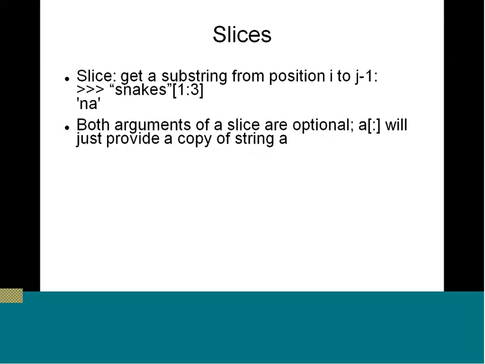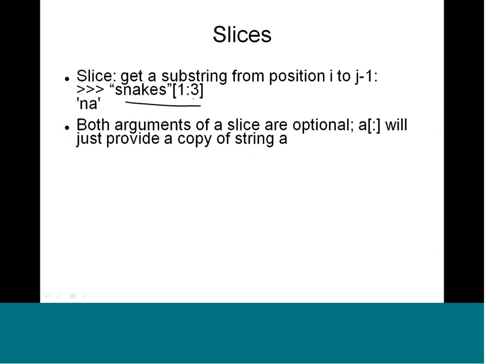So now let's look at the slices in some more detail. Here we can actually give snakes 1 colon 3, that returns basically the second and the third rather, that is any. And here both are optional. If you specify just a colon without anything, it just provides a copy of the string a.